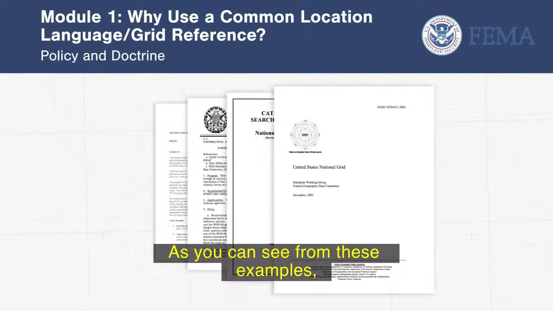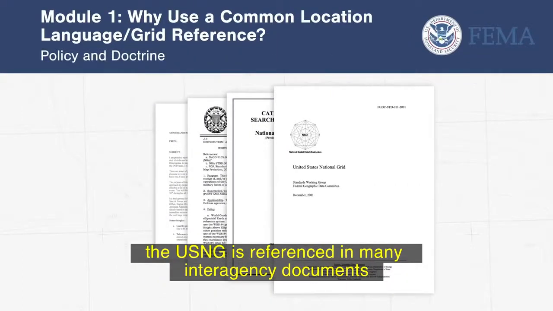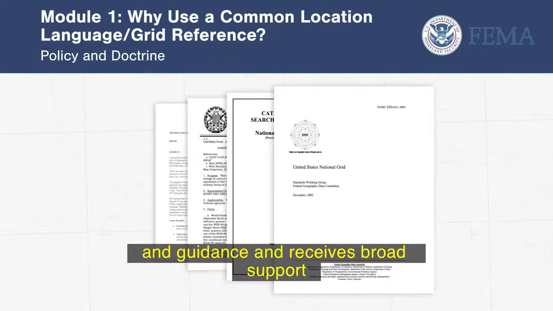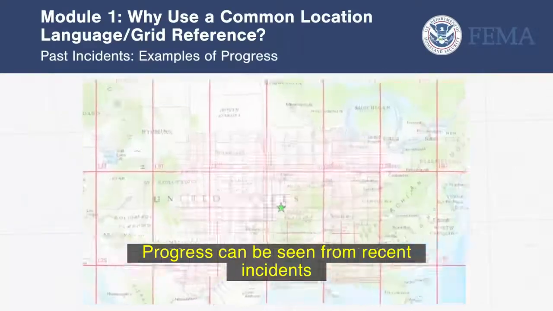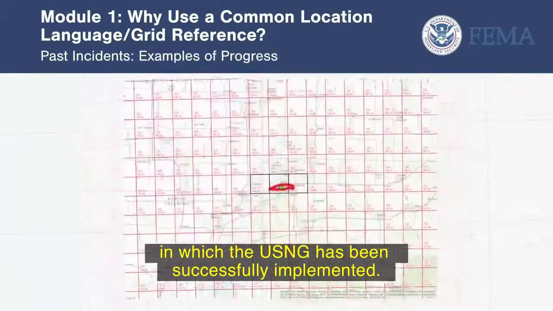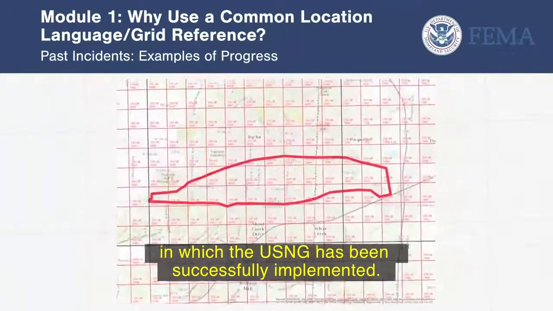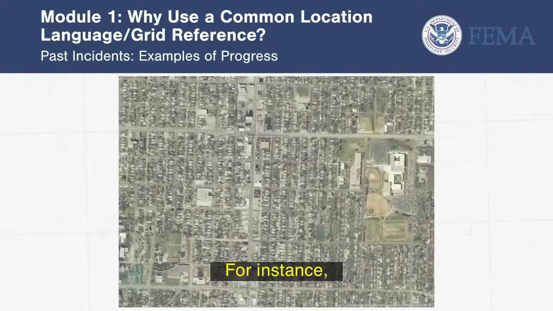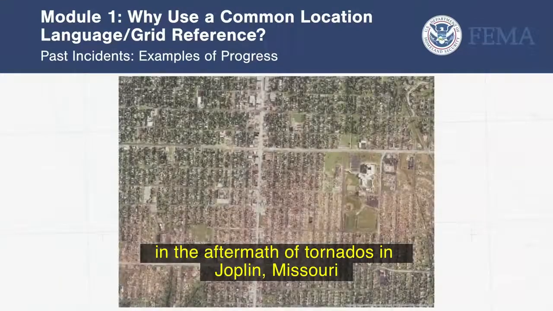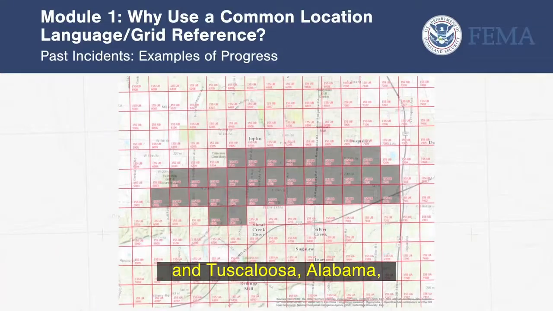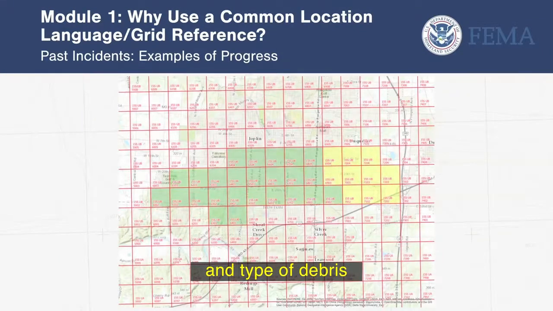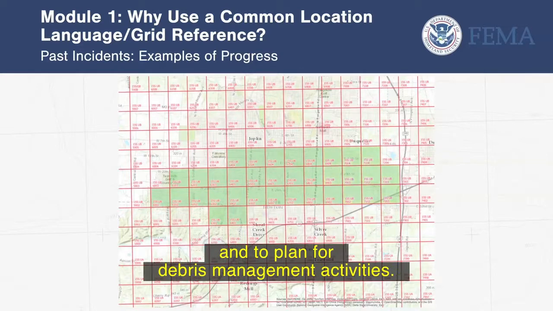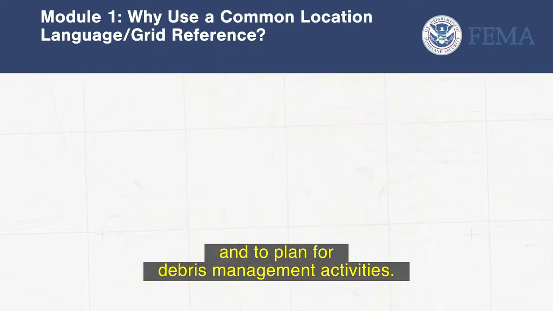As you can see from these examples, the USNG is referenced in many interagency documents and guidance and receives broad support as a common grid reference standard. Progress can be seen from recent incidents in which the USNG has been successfully implemented. For instance, in the aftermath of tornadoes in Joplin, Missouri and Tuscaloosa, Alabama, the USNG was used to support estimating the amount and type of debris and to plan for debris management activities.